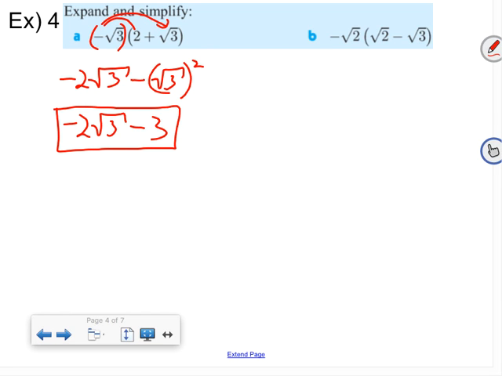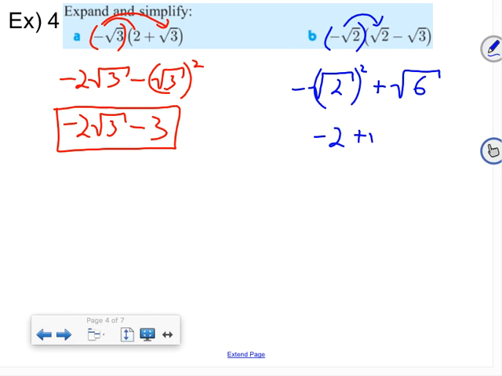In part B here, as I distribute this through, again, making sure I know I'm dealing with that negative square root of 2, multiplying it through. I'm going to get negative square root of 2 squared. Then a negative times a negative is going to be positive, and I multiply my square roots together, and that's going to be square root of 2 times 3, which is 6. Well, the square of a square root cancels out, so I have a negative 2 plus square root of 6. And that's as expanded and simplified as I can get.